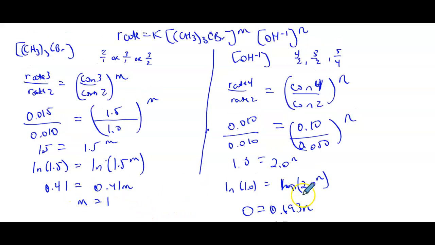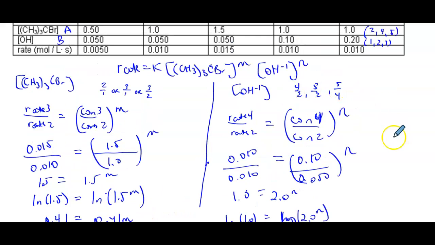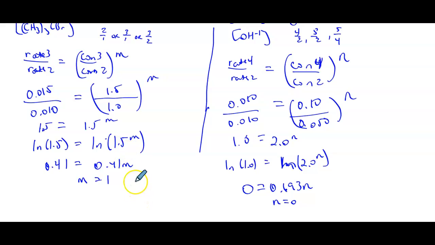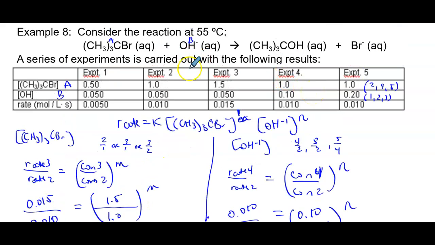Now we know the order for each reactant, so now we can go up here and write a proper expression. We know this is first order because this came out to be a 1 down here, and this is 0 order. So now we know anything to the 0 power is 1, so the final expression would be rate equals k, CH3CBr raised to the first power, and you wouldn't write the 1. So this would be our final rate expression for this problem.